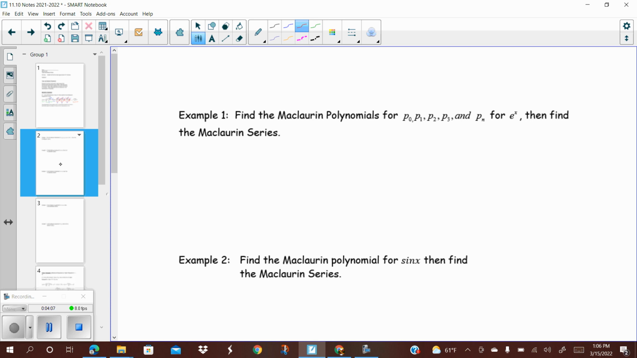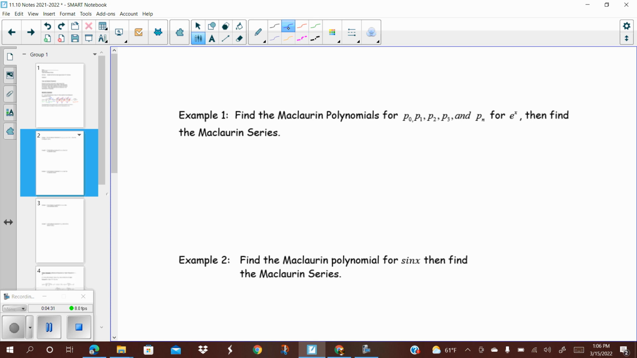Okay, so example 1 says, find the Maclaurin polynomials P sub 0, 1, 2, 3, and n for e to the x, and then find the Maclaurin series. So we should all be able to agree that the function e to the x is not a polynomial. It's an exponential. We should all kind of know what the function e to the x looks like by this point in time, but it is definitely not a polynomial.